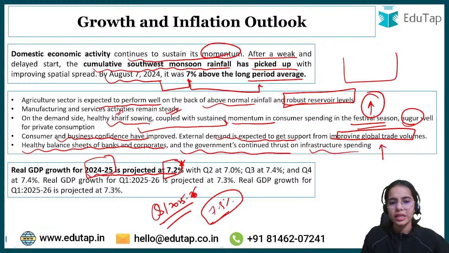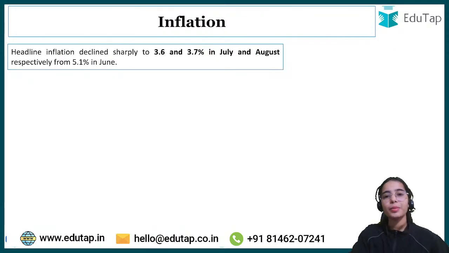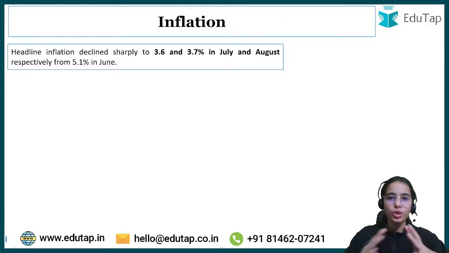So these are the data that you can remember. The quarterly data of 2024-25 is not very important. Just have a read. Okay. Next, coming to inflation. So we have understood about growth. So there is good growth in our country.